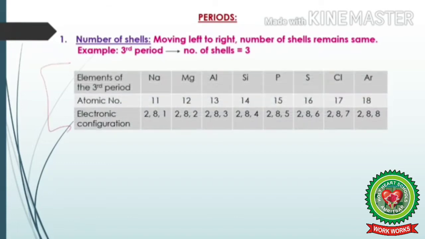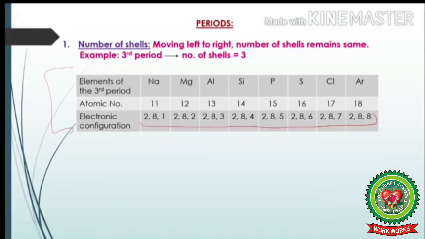Now, if we look at this table comprising the elements of the third period, we can clearly see that the atomic number is increasing when we move from sodium to argon, and the electronic configuration comprises 3 shells only. So, the number of shells remains the same as we move along a period.